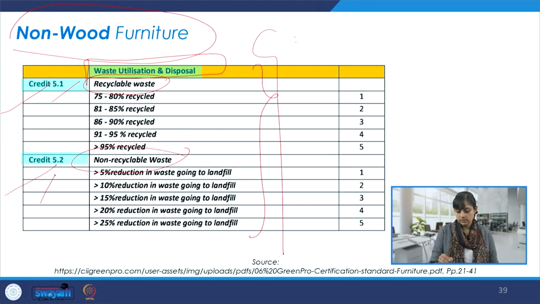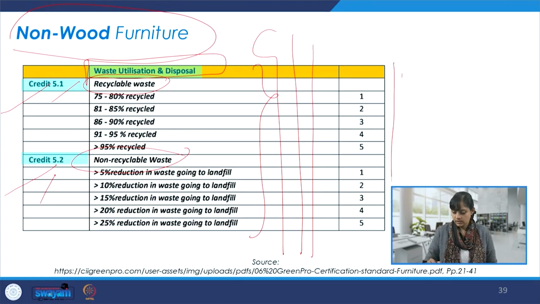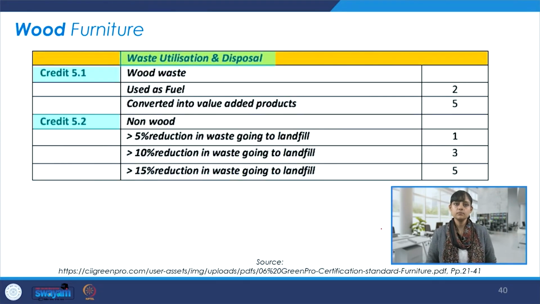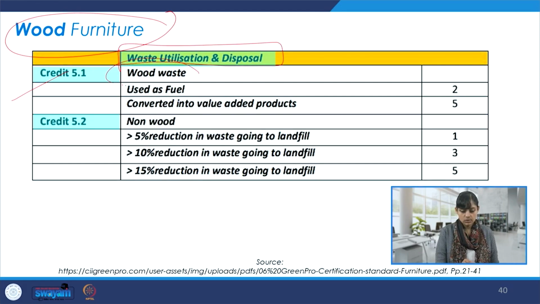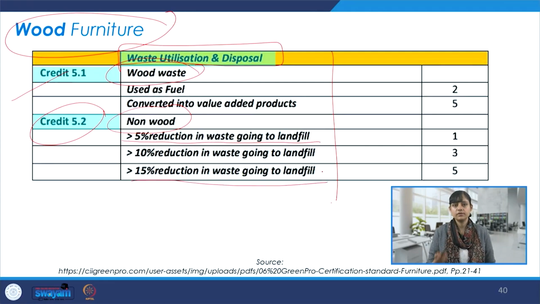And this is the column for the criteria, and these are the credit points. For wood furniture, we are talking about credit 5.1, and we are talking about waste utilization and disposal, and we are talking about wood waste. For 5.2, we are talking about non-wood, and we have these important criteria: greater than 5% reduction in waste going to landfill, greater than 15% reduction in waste going to landfill, and the associated credit points.